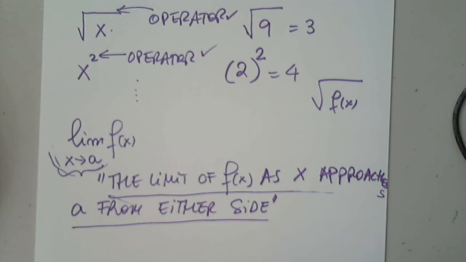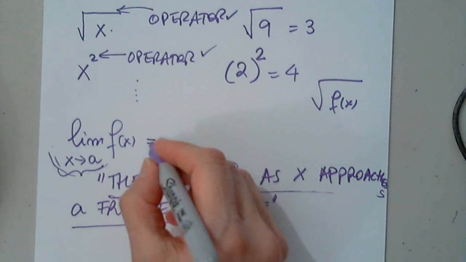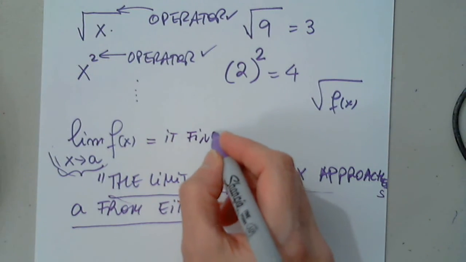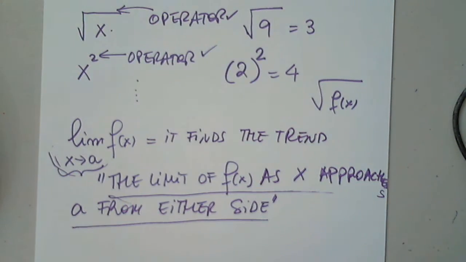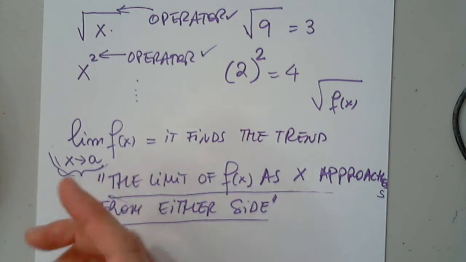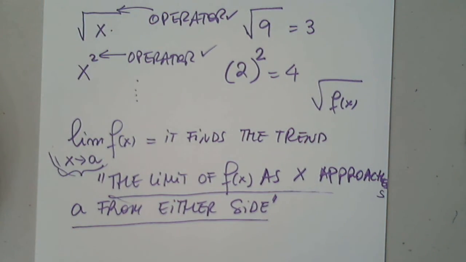So what does this do? It finds the trend. So obviously this has to be different, right? What does this do? It takes the square root.